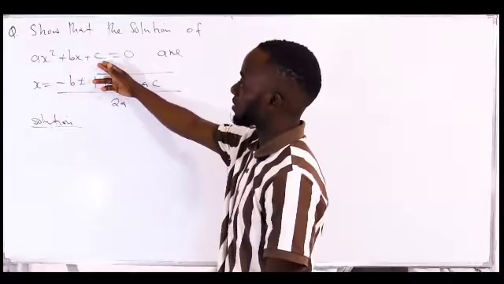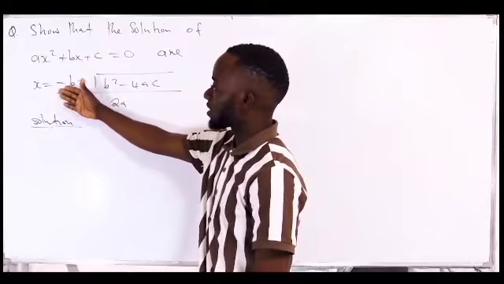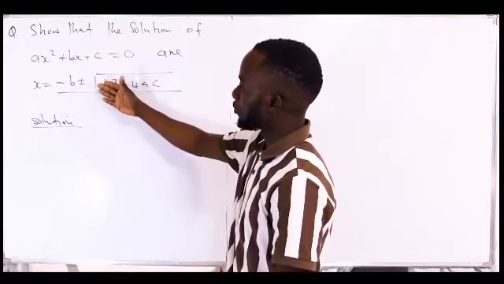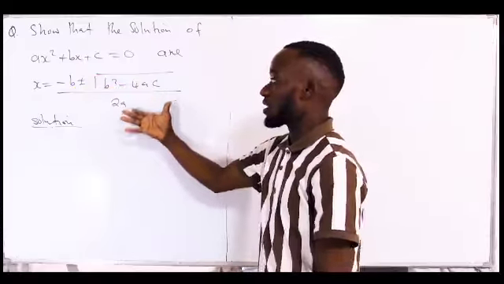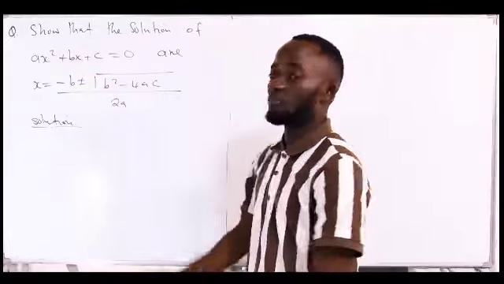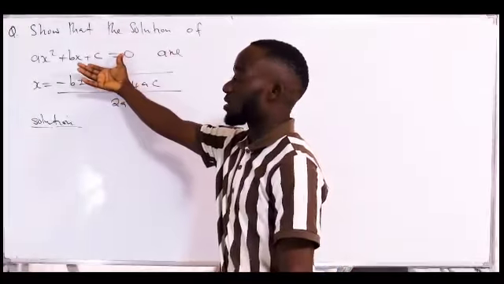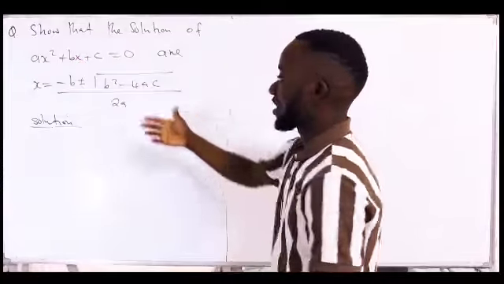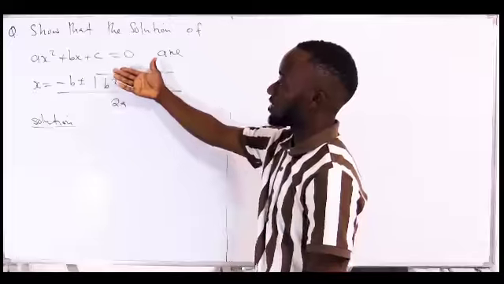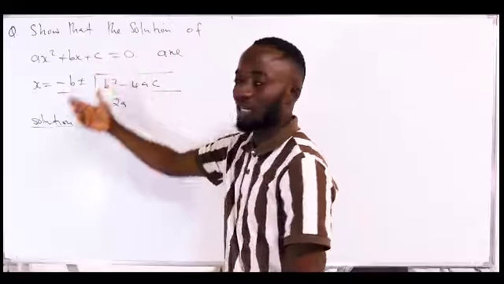ax squared plus bx plus c is equal to 0, or x is equal to negative b plus or minus the root of b squared minus 4ac divided by 2a. This is simply the quadratic formula. In short, we want to derive this quadratic formula from this quadratic equation. So what do we do? To derive this formula, we're just solving this quadratic equation using the completing the square method.